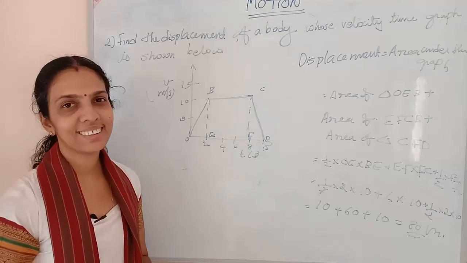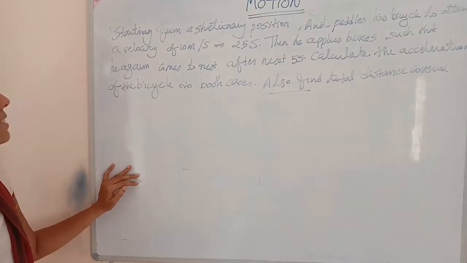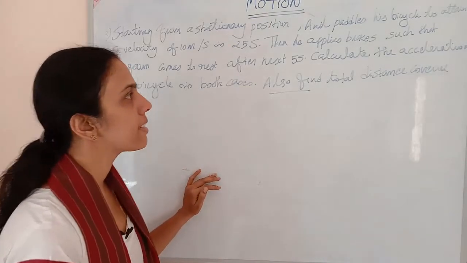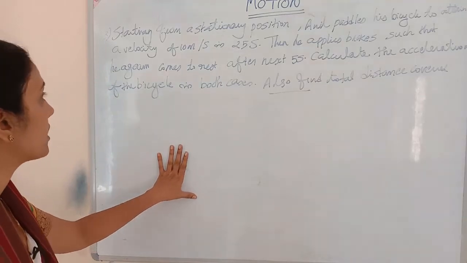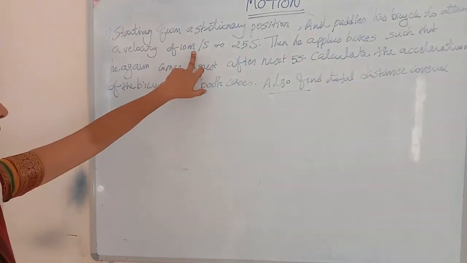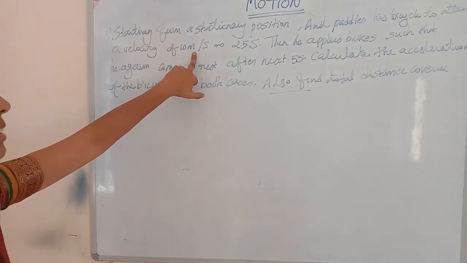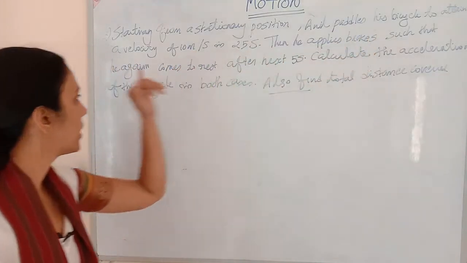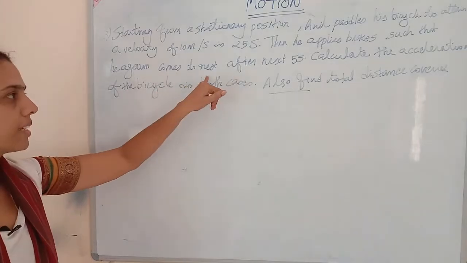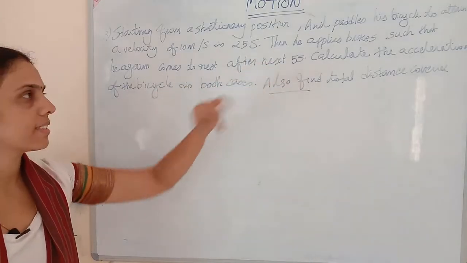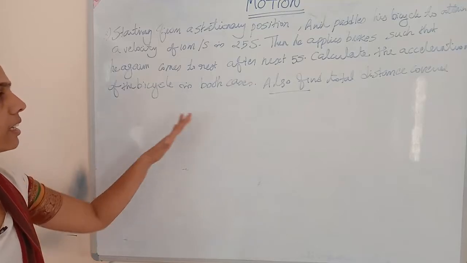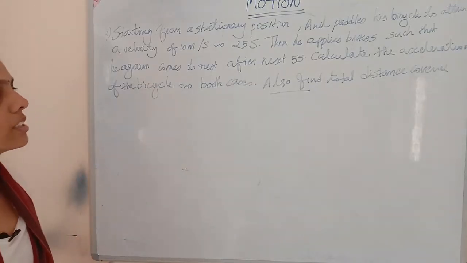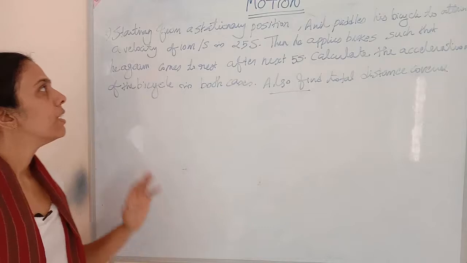Okay, clear? So next one is, starting from a stationary position, Anil pedals his bicycle to attain a velocity of 10 meter per second in 25 seconds. Then he applies brakes such that he again comes to rest after the next 5 seconds. Calculate the acceleration of the bicycle in both cases. Also find the total distance covered.